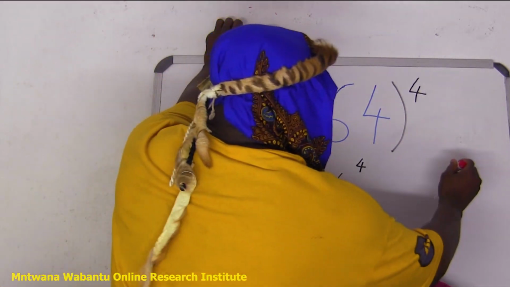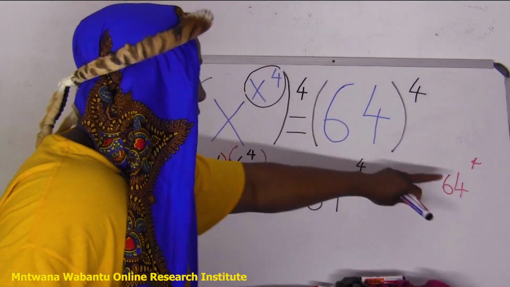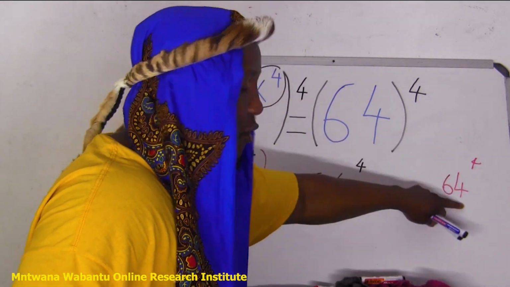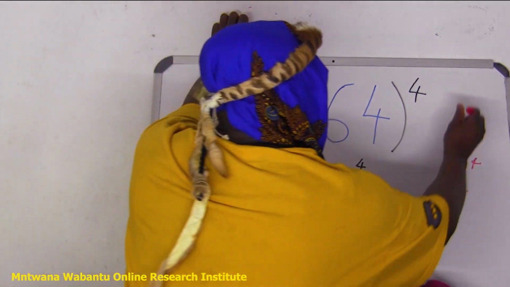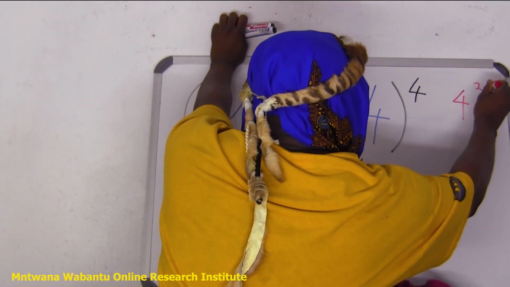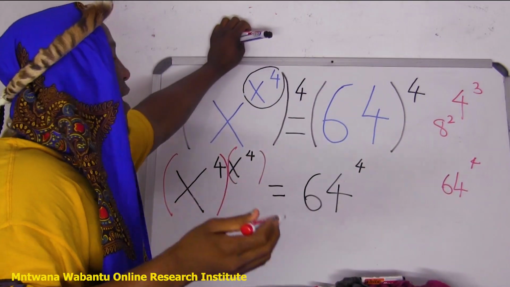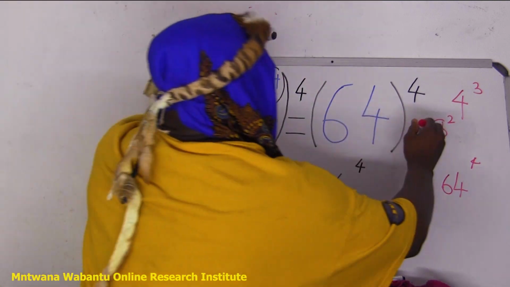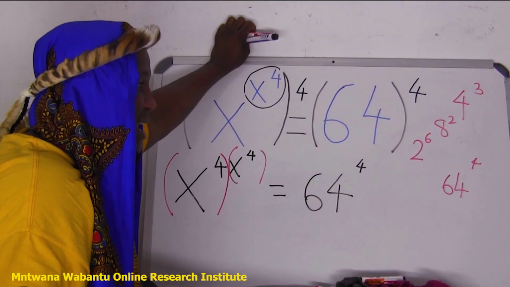Now I have 64 power 4. So think of a number: when I break this 64, I must have a group of the same number. For example, I know 64 could be 4 power 3, or it could be 8 power 2, or 2 power what equals 64? 2 power 6, I think so, yes. So which number are we going to use?